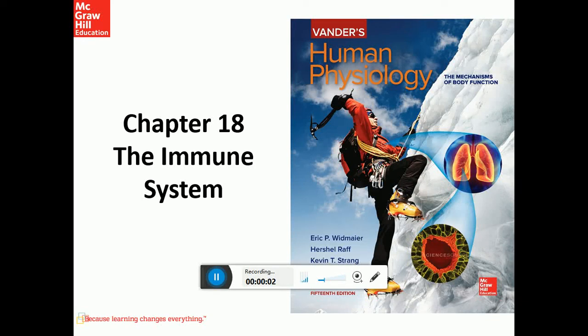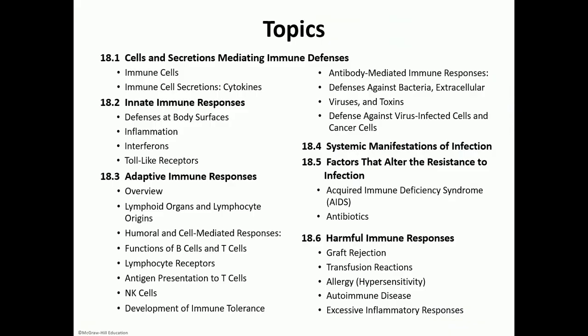Okay, today we're going to be discussing Chapter 18, the immune system, and this is actually the last chapter of the course, so congratulations, you made it. So here it goes. The topics we're going to talk about: first the innate, or general, immune responses, and then the more specific adaptive immune responses.